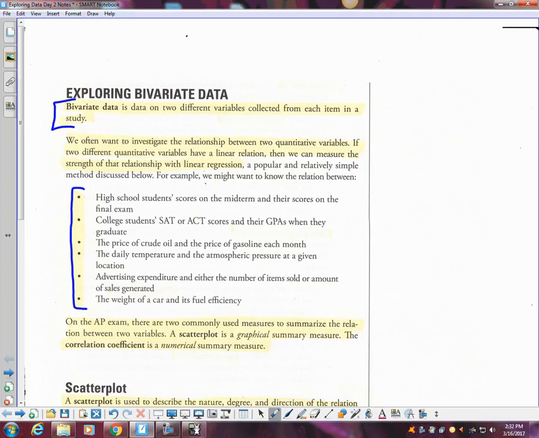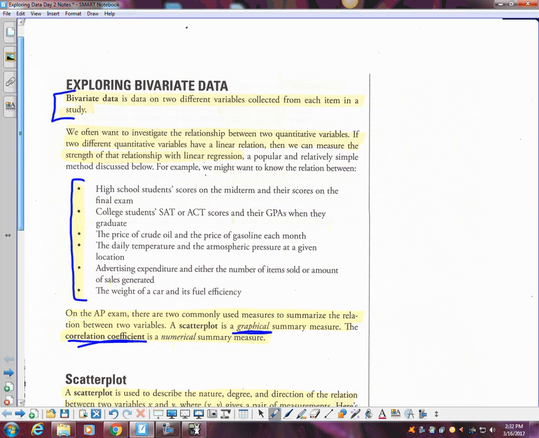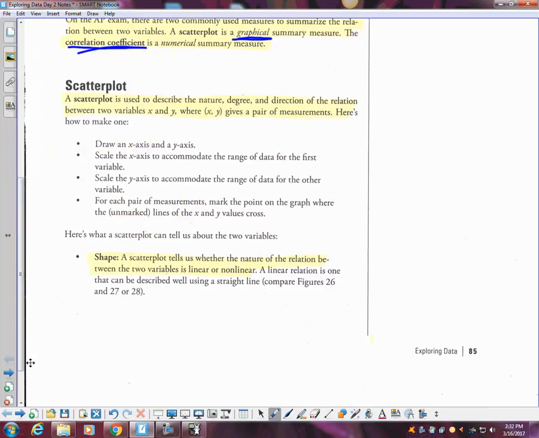On the AP exam, there are two commonly used measures to summarize the relationship between two variables. You've got a scatter plot, which is a graphical summary, and then you've got the correlation coefficient, which tells you how strong the relationship is. Looking at the graphical summary, you can also look at the strength. Correlation coefficient just puts it in terms of a number. A scatter plot is used to describe the nature, meaning is it a positive relationship or a negative relationship, the degree, that's how strong it is, and the direction of the relationship between the two variables.